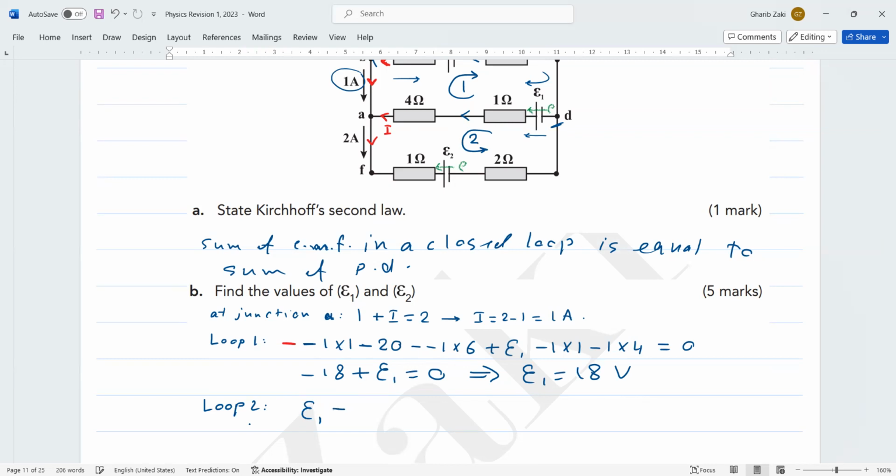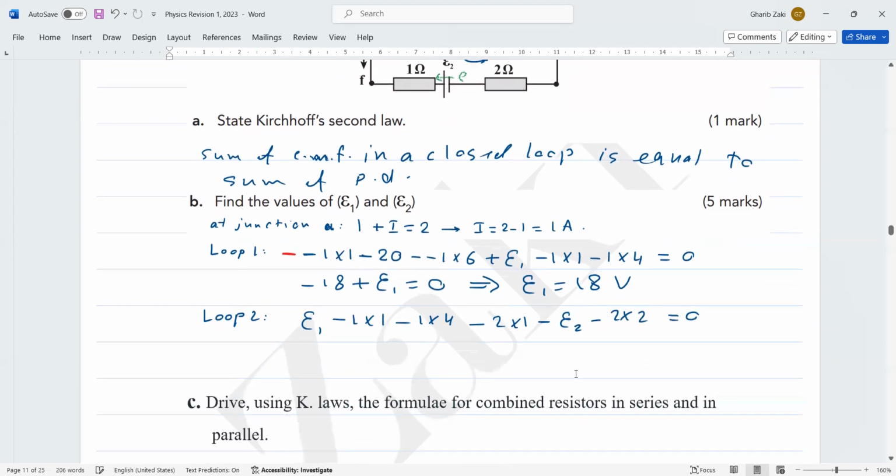Now, minus 1 multiply 1, minus 1 multiply 4, minus the current now 2, and the resistor is 1. So it's a negative 2 multiply 1 here. The direction of the loop is opposite to the direction of electron flow. So it's minus E2, okay? Minus 2 multiply 2 equals 0. You can solve the Kirchhoff by any way, but this is my way. I think it's easier.